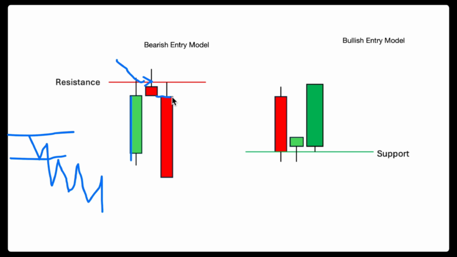Typically, I wait for the break below the signal bar for an entry, and then my stop loss would be a reclaim of this candle's high. So stop, right? And then you're gonna target this candle's low, and you capture a move. And you can see the risk here is very small compared to the reward that you can potentially get.